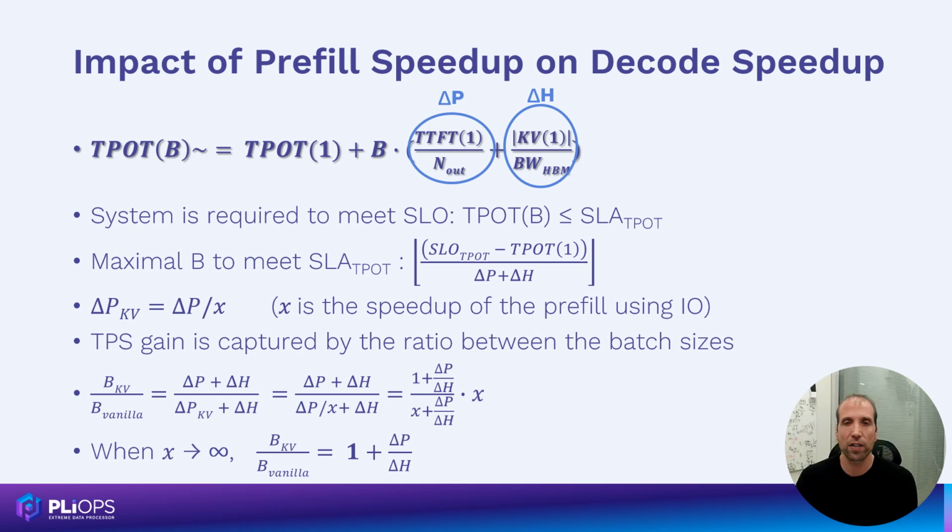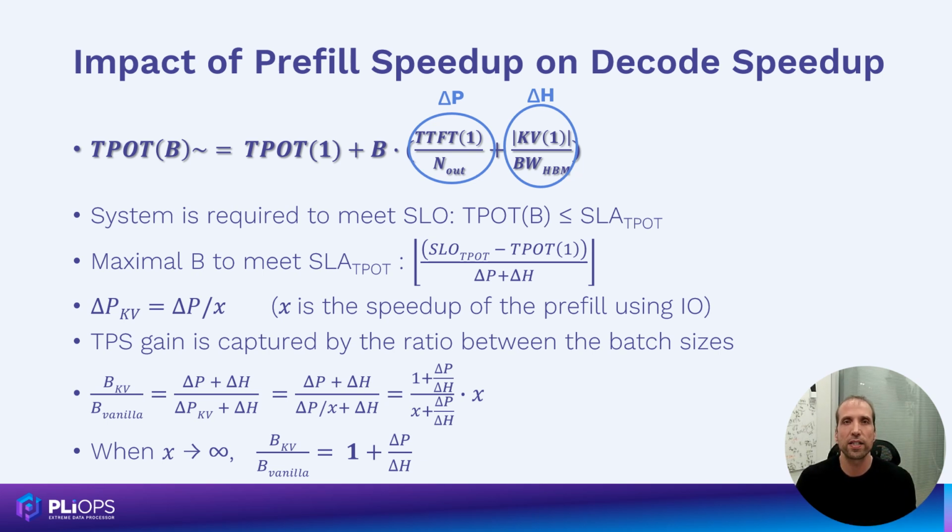The batch size value that it achieves is captured by this equation. Now, the key difference is that in a KV cache offloading system, the rate at which the TPOT increases with batch size is smaller compared to the vanilla system. Why? Due to the delta P term, which in the KV cache offloaded case is smaller by a factor of X. This means that the offloaded system reaches the SLO at a much larger batch size.